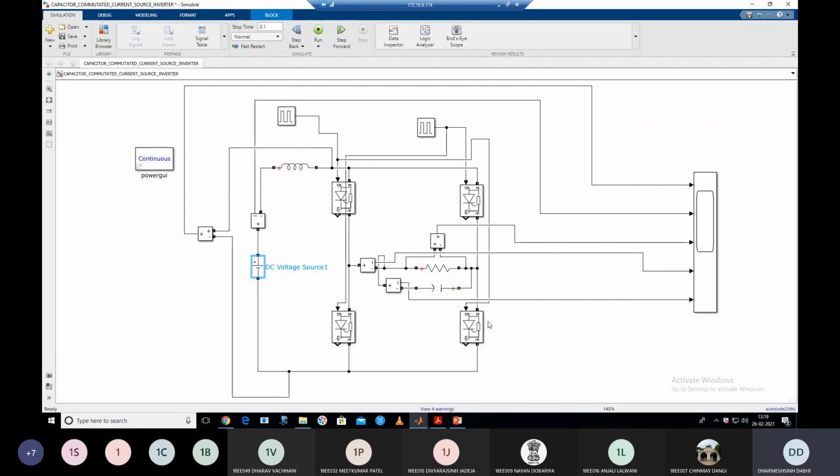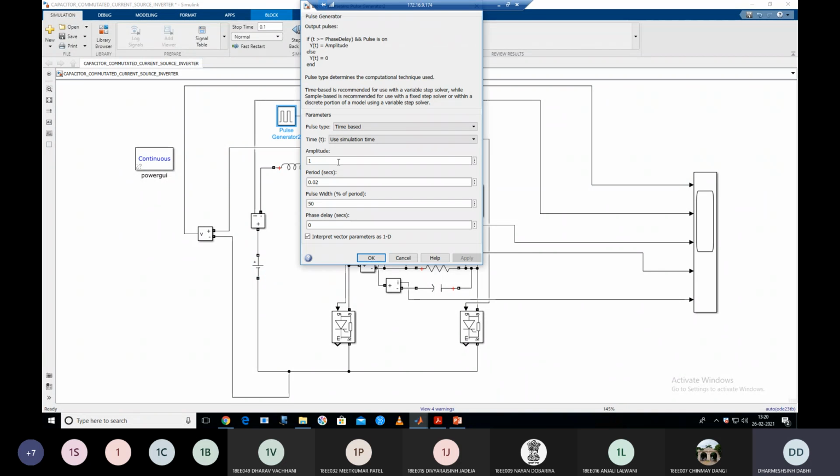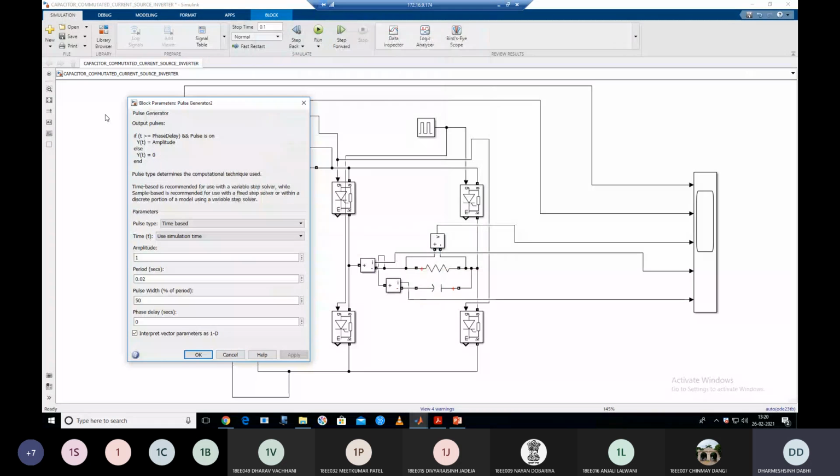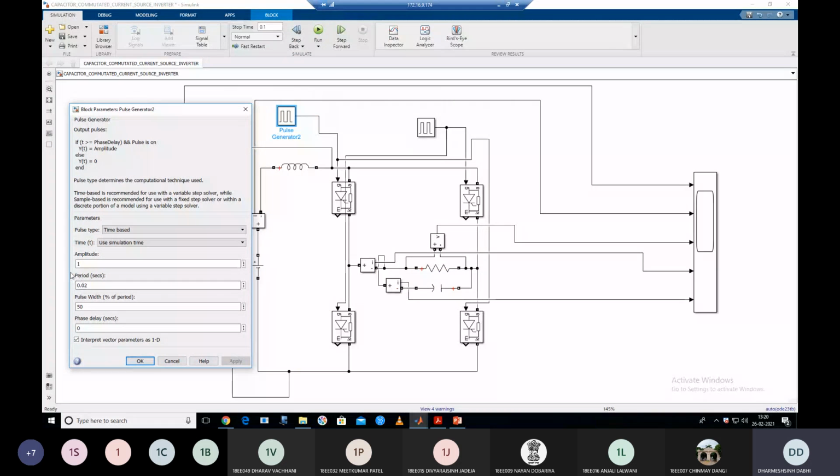For two switches, T1 and T2, I use a pulse generator to fire them. Simple logic: the period is 20 millisecond because I want to generate a 50 Hz output. Pulse width is 50%, meaning 0 to T/2, this T1 and T2 is on. T1 and T2 is on for the first half period because I provided a phase delay of 0 seconds. So 0 to 50% of the time means 0 to 10 millisecond.